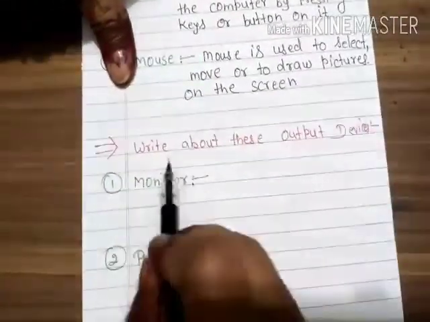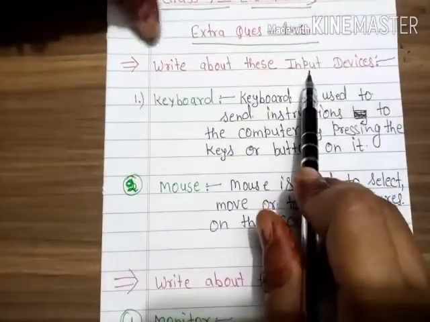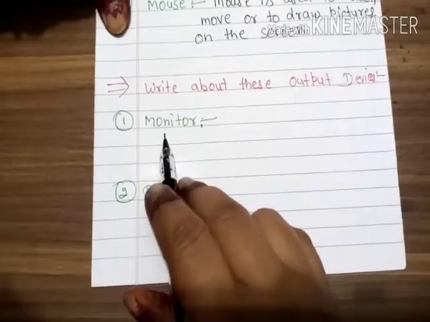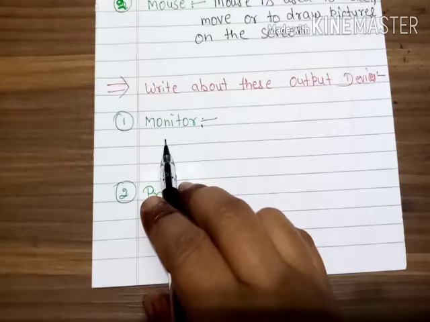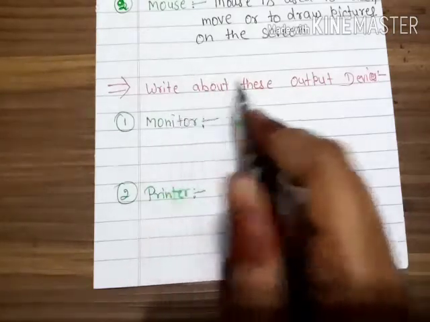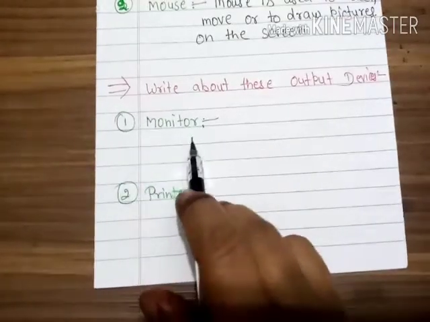The next question I have written here is, write about these output devices. First of all, we have written about input devices, keyboard and mouse, and now we have to write about these output devices. So first is monitor. What is the work of monitor and what is the use of monitor? First write this question in your copy, and then number 1, monitor.